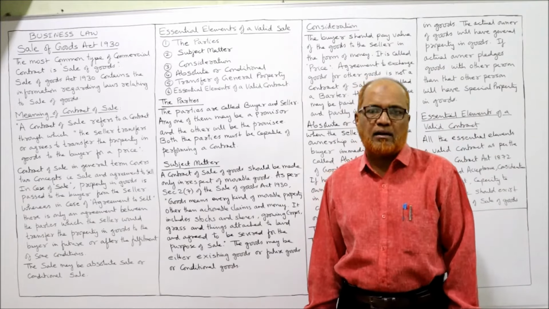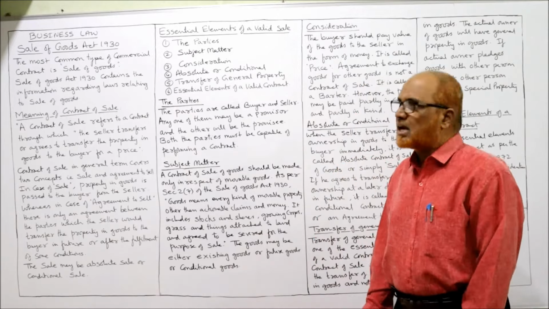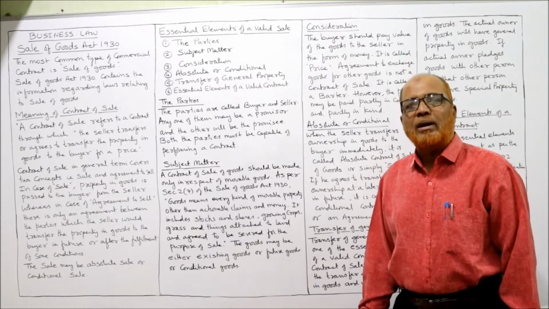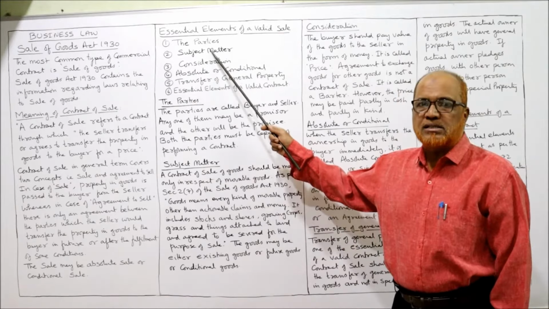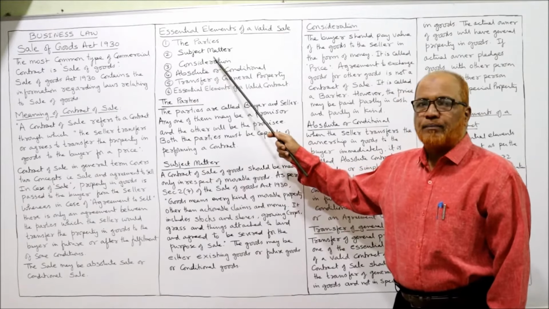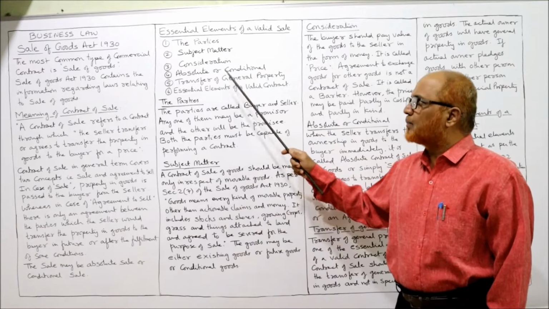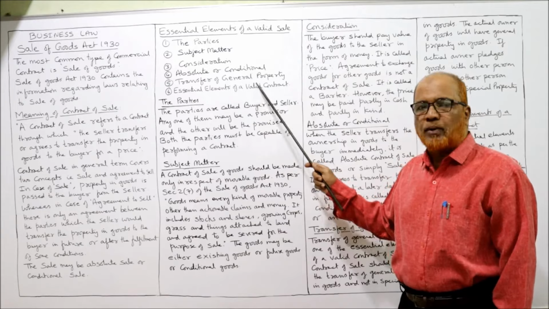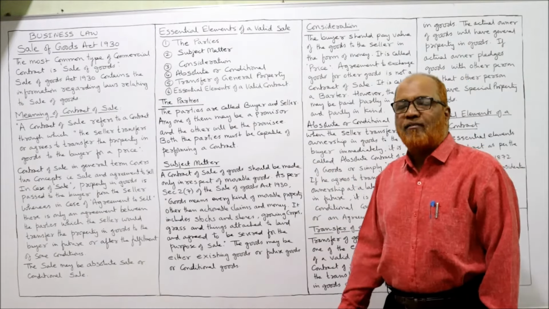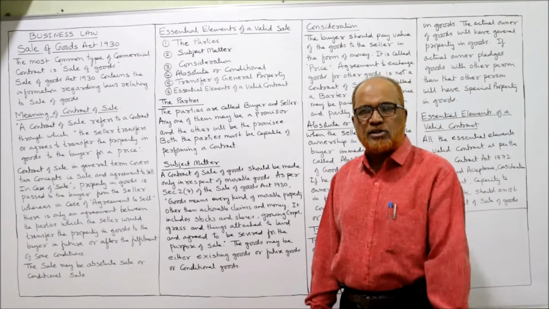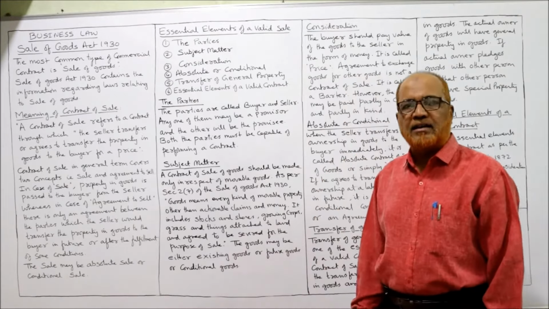Essentials of a valid sale. What are the elements every sale must have? So the essential elements are six elements I have specified here, one by one. First one, the parties. Second, the subject matter. Third, consideration. Fourth, absolute or conditional. Fifth, transfer of general property. And last, essentials of a valid contract. So these are the essential elements of a contract of sale, a valid sale.